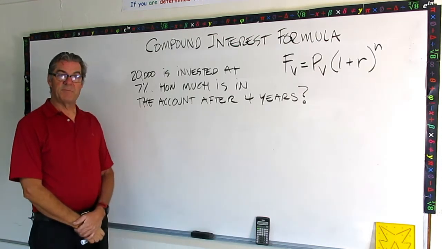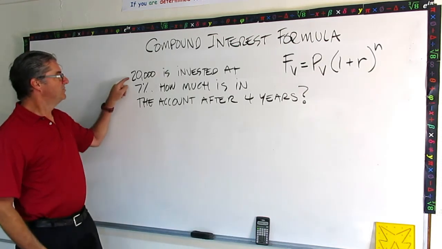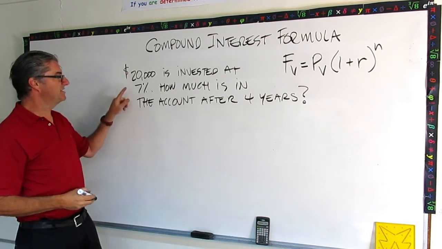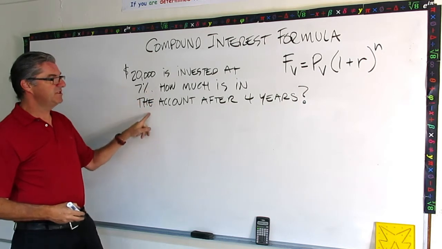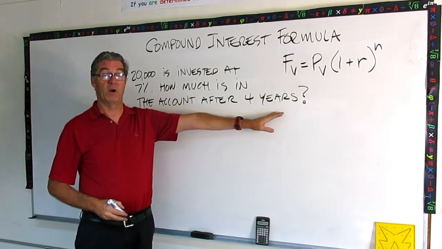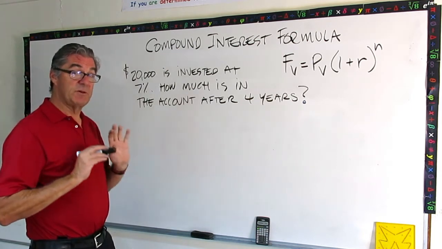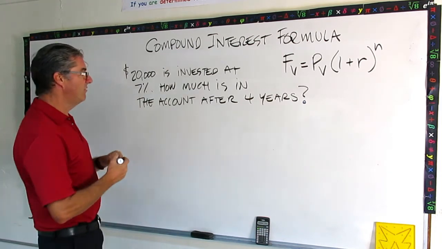Here's the 1, and then the R is going to be some decimal interest rate. Here's an example. I'm going to walk you through that. $2,000 is invested at 7%. How much is in the account after 4 years? As I mentioned before, here comes the plug-in step. Super important to get this one right.